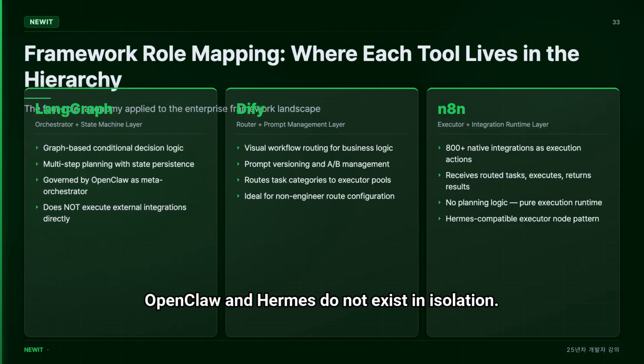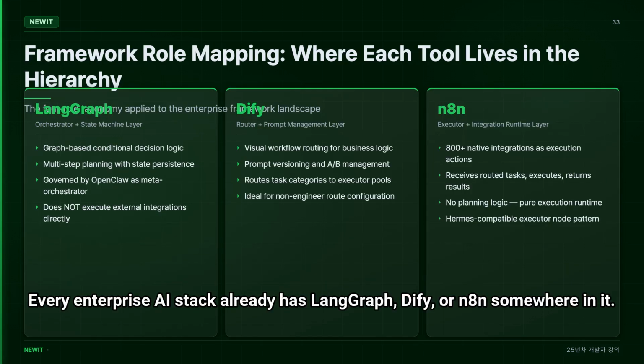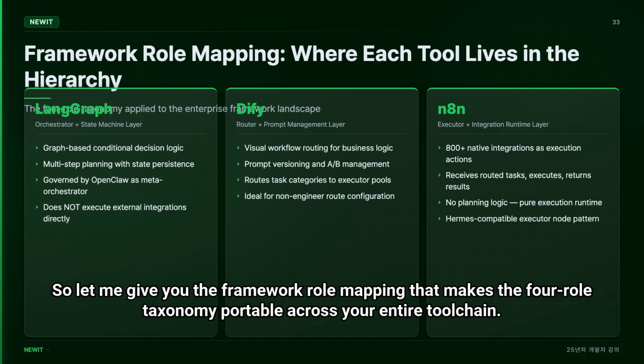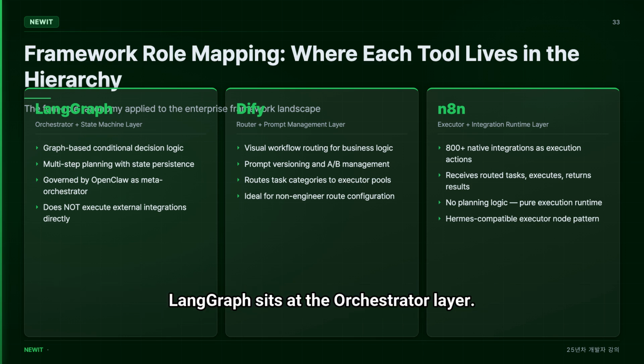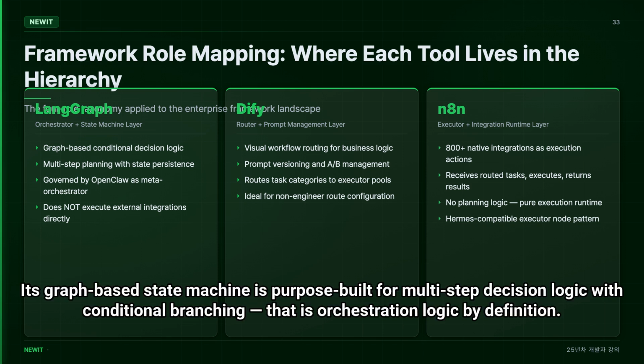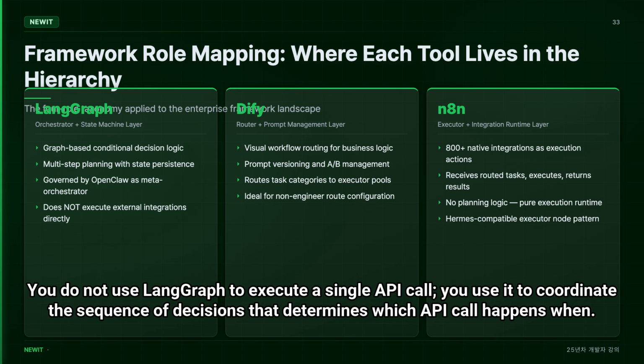OpenClaw and Hermes do not exist in isolation. Every enterprise AI stack already has LangGraph, Dify, or n8n somewhere in it. So let me give you the framework role mapping that makes the 4-role taxonomy portable across your entire toolchain. LangGraph sits at the orchestrator layer. Its graph-based state machine is purpose-built for multi-step decision logic with conditional branching, that is orchestration logic by definition. You do not use LangGraph to execute a single API call. You use it to coordinate the sequence of decisions that determines which API call happens when.